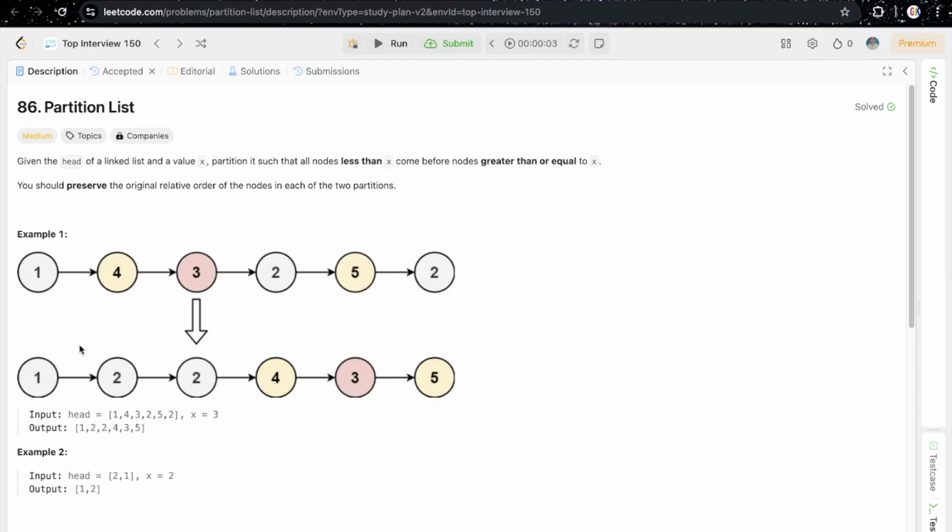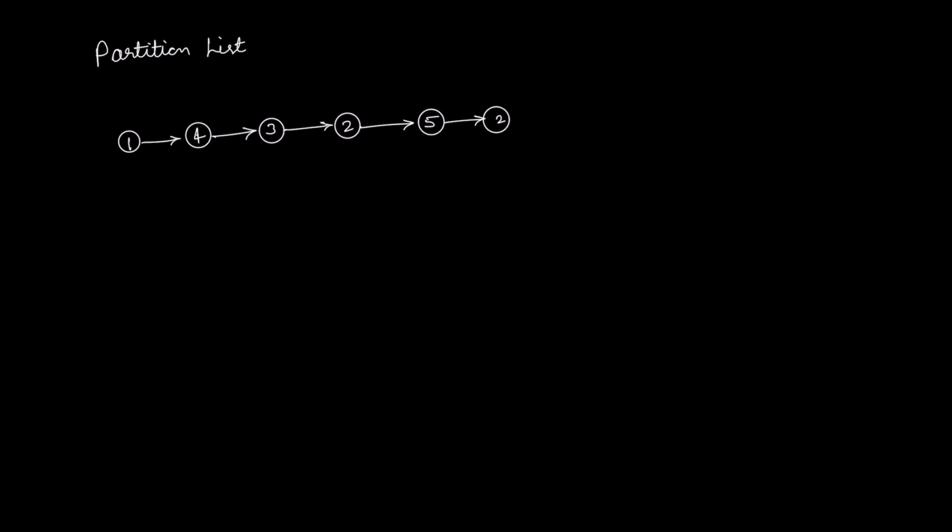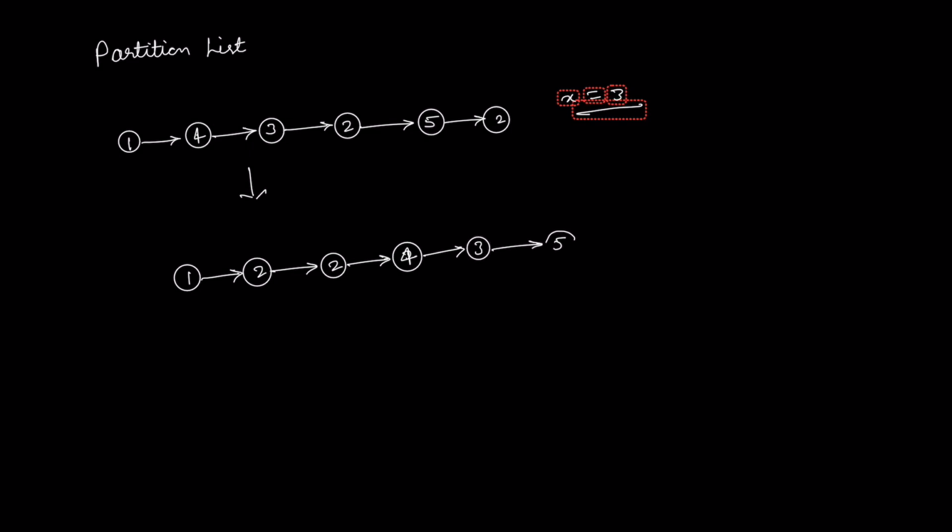So it should return the linked list this way. Here one linked list has been given, 1 4 3 2 5 2, and the value of x is 3. So we have to partition such that all the values less than 3 come before, and greater than or equal to 3 are on the right side. So its final output should be like this: 1, 2, 2, 4, because we have to maintain the relative order, 3 and 5. So this is our final linked list.